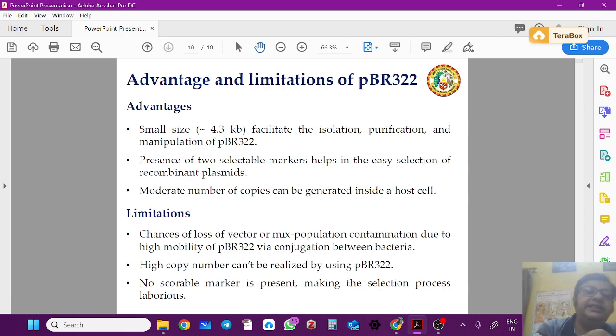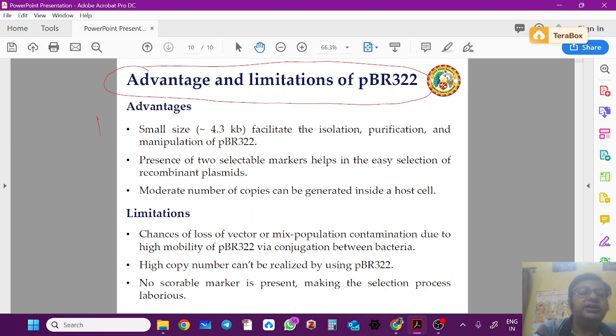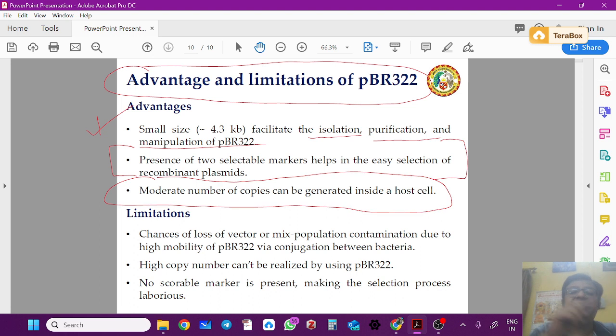And what are the advantages and limitations of pBR322? Advantages: it has a small size, because of which isolation, purification, and manipulation are very easy. It has two selectable markers, so easy selection of recombinant plasmids. It's more of a sure shot. If you give tetracycline and ampicillin in the media, you get an extra selection. You are 100% sure. And a moderate number of copies can be generated inside a host cell.